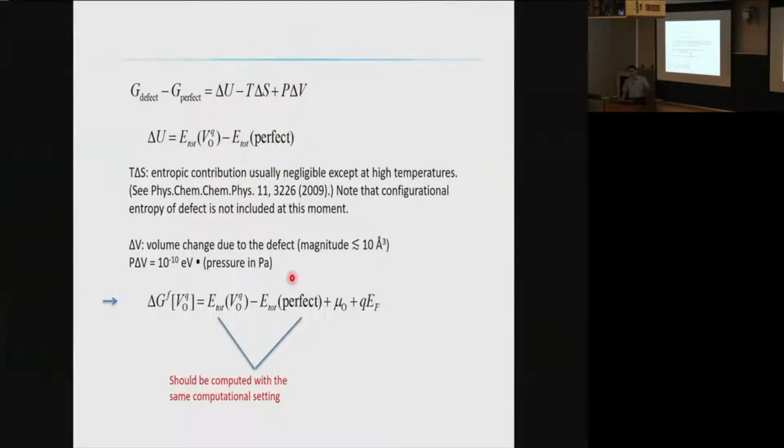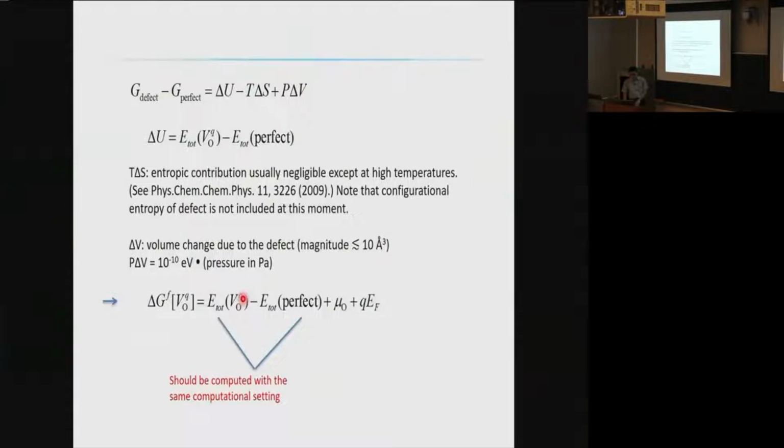Otherwise, a small difference can be scaled up because of the supercell calculations. This small tiny error can scale up, right? So in order to have a difference that is related just to the defect, you always have to maintain the same computational setting in both calculations. That is one thing that is really important, but sometimes can be forgotten.